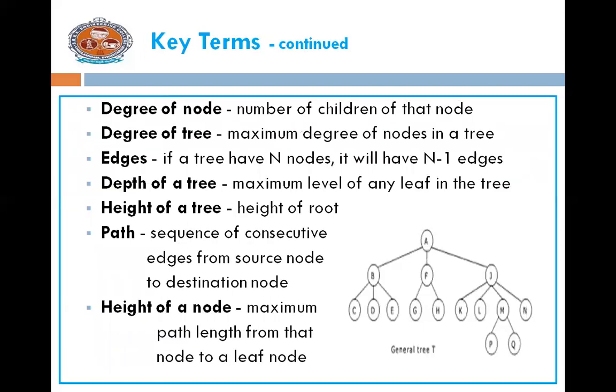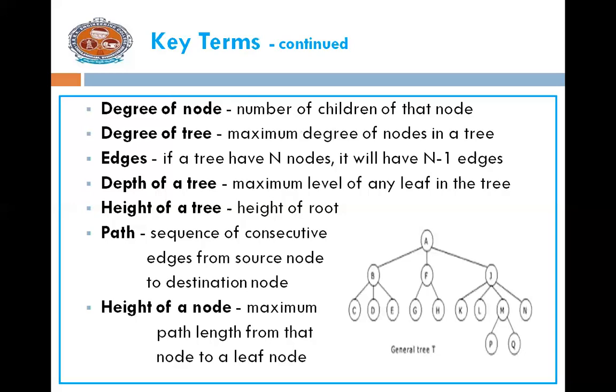Next one is the degree of a node. The number of children that the node has. For example, if you take B, it has how many children? It has 3 children, that is C, D, E. So that's why the degree of node B is 3. And the degree of J is 4, and the degree of M is 2.